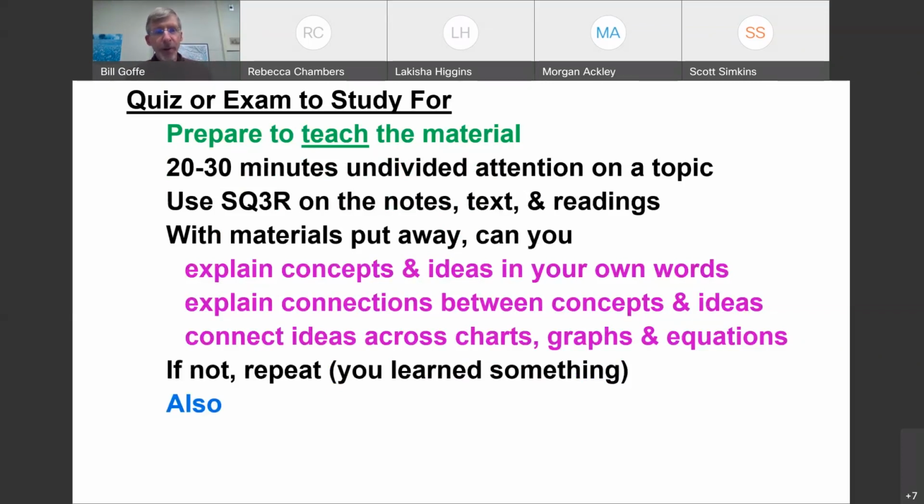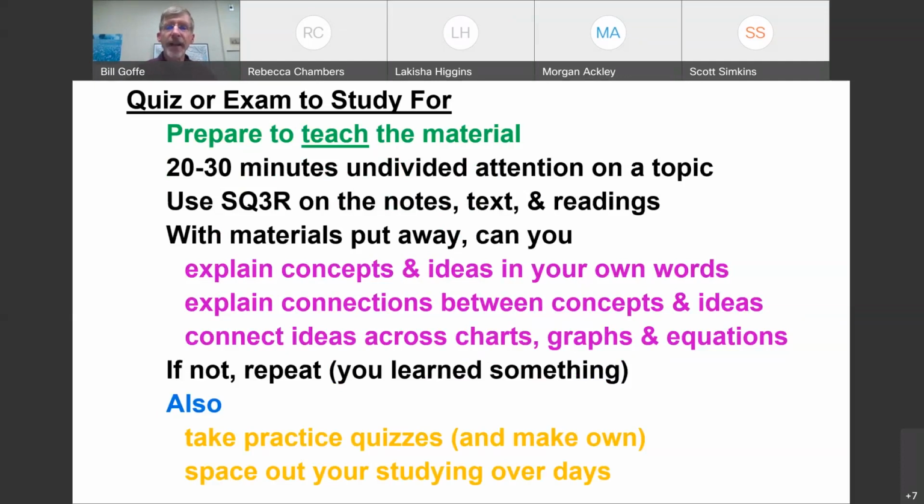Other things that can help them learn: take practice quizzes. We often provide those, but students can make up their own. And it helps us space out your studying over days. Of course, easier said than done, but it is really true. And again, this idea of desirable difficulties, much like this jogger running at a moderate pace, these things take some effort. They're not impossibly hard. They're not terribly strenuous, but they do take some effort.